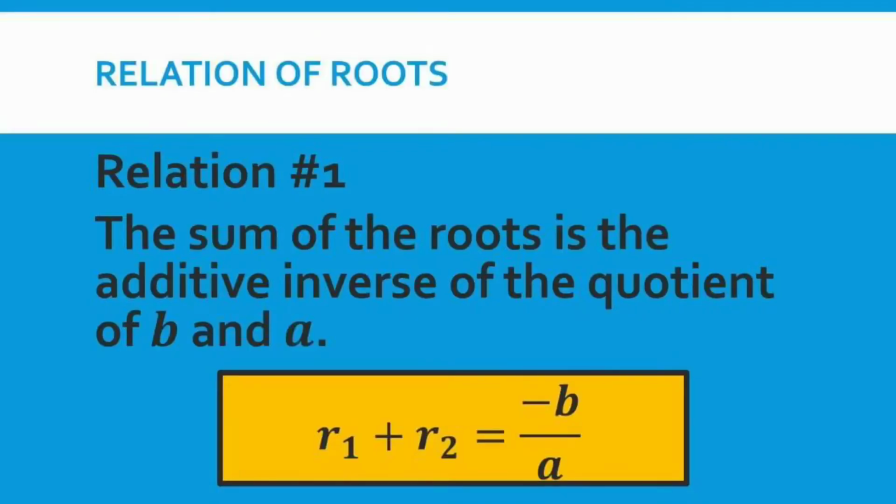For our relationship number 1, it says that the sum of the roots is the additive inverse of the quotient of B and A. In symbols, R1 plus R2 is equal to negative B over A. Note that R1 and R2 are the roots, B is the coefficient of our second term, and A is the numerical coefficient of the first term.